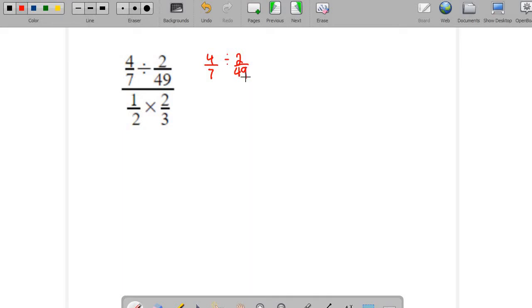Okay, so what do we do when we are dividing fractions? Now we are going to use the keep, change, and flip rule. Keep, change, flip. This means that you're going to keep the first fraction the same, you're going to change the division to multiplication, and you're going to flip the second fraction. Okay, so this is what we are going to write. So we keep the first fraction the same. We're going to change that division to multiplication, and we're going to flip this fraction.